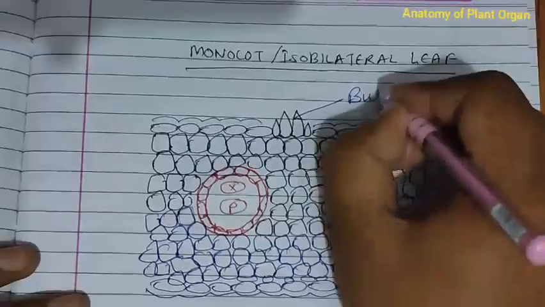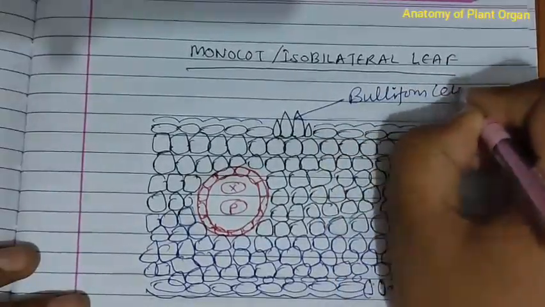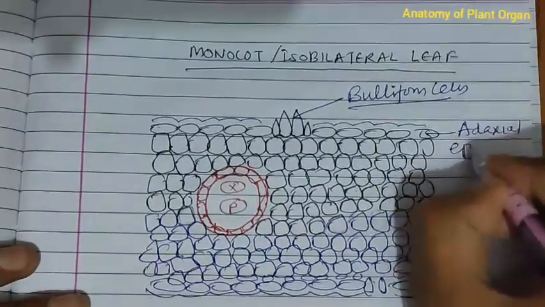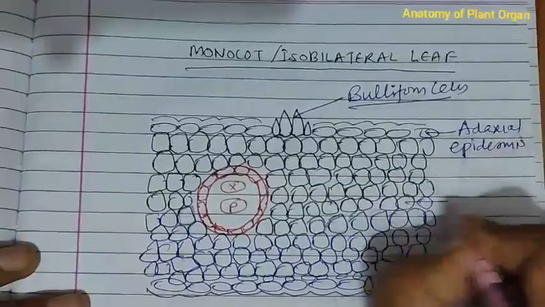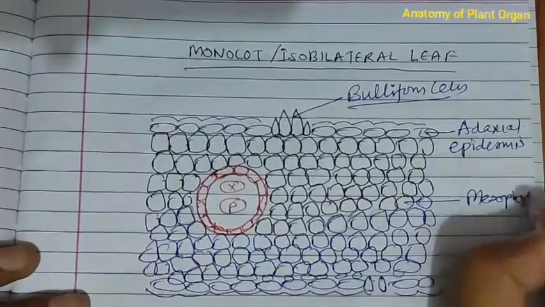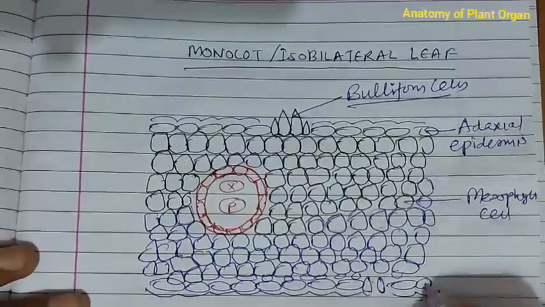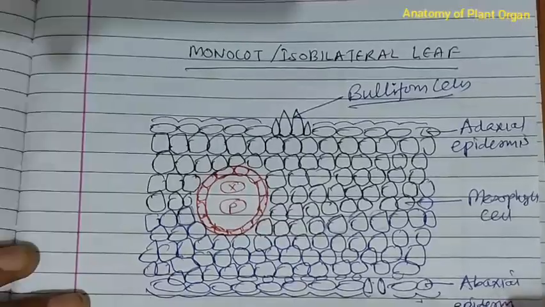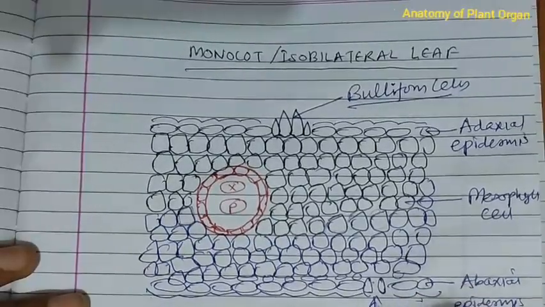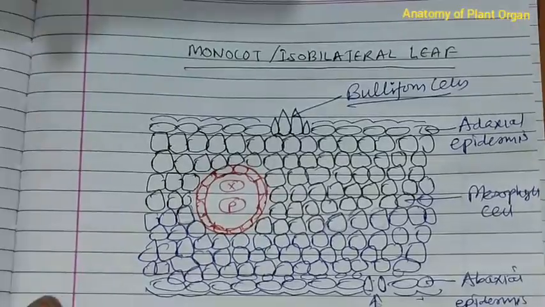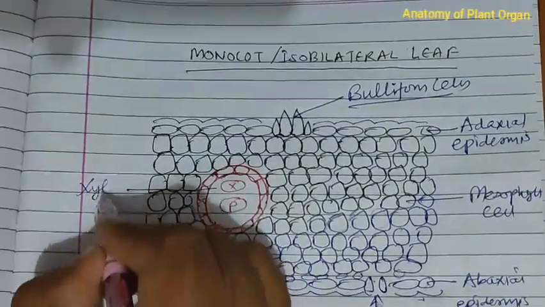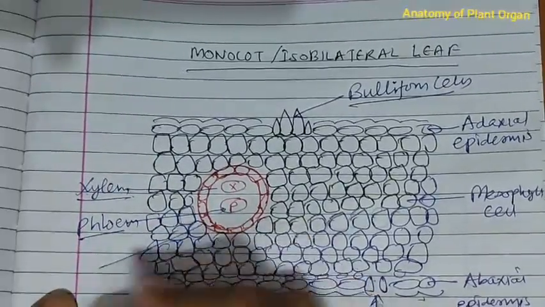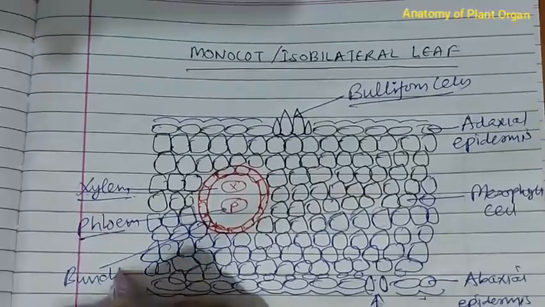These are bulliform cells. This is adaxial epidermis. These are mesophyll cells. This is abaxial epidermis. These are stomata. This is xylem, phloem and covering of bundle sheath.